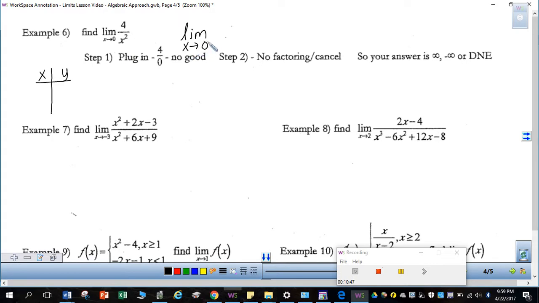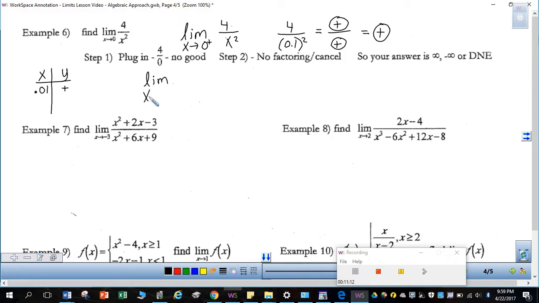from the right side, we want to choose an x value that's slightly above 0, something like 0.01. If we were to plug that in, 4 over 0.01 squared, the sign of the numerator is positive, the sign of the denominator is also positive, so altogether it's positive.